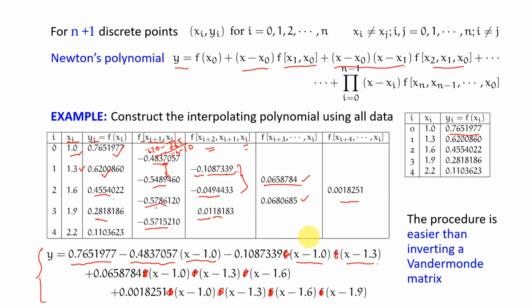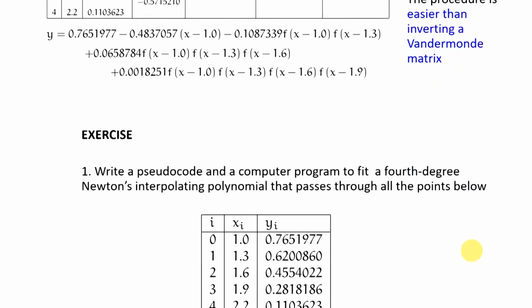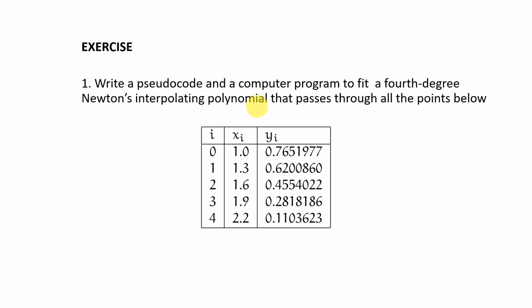I don't have to do any further calculation or inversion of any matrix. So the procedure may look cumbersome, but with some practice you will see that it only amounts to finishing this table, and it is certainly easier than inverting a matrix. Now for your exercise, you want to implement this procedure that we have just discussed on a computer. First you write a pseudocode, and then you write a computer program, and you fit this polynomial through the 5 data points that we have just discussed.